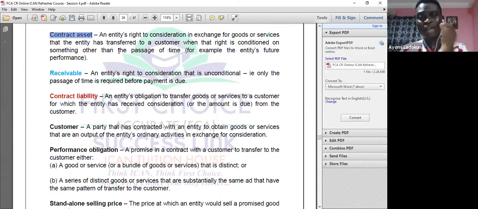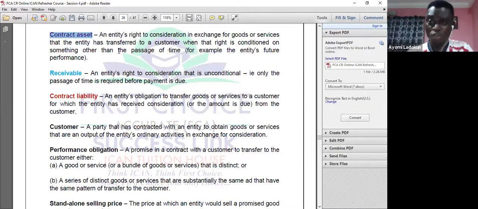I recognize a contract asset if I'm entitled to consideration, that is money, after I have transferred goods to my customer, and the right is conditioned on something other than passage of time. But if the right is unconditional and only requires a passage of time, then that is a receivable. When you sell on credit and give your customer 30 days to pay, it requires only a passage of time, so I will recognize a receivable.